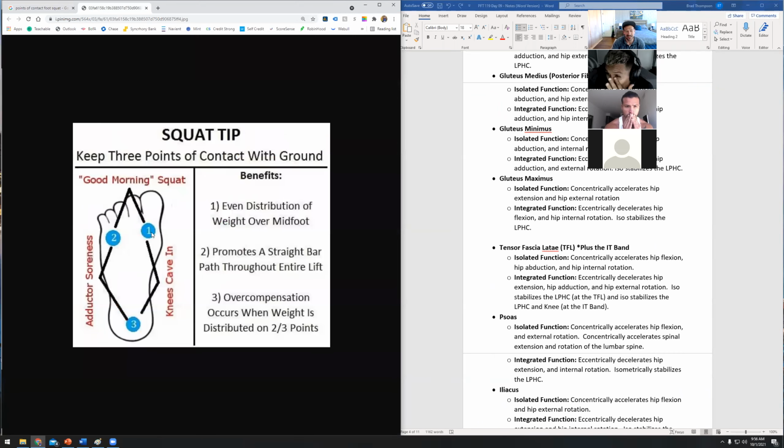But ideally we want an even distribution here, right? If you put all the weight on the inside, your knees are going to cave in. If you put all the weight on the outside, your knees are going to cave out. If you put all the weight in your heel, you're going to lose your balance, probably feel like you're going to fall backwards. And that's the thing. It's like, so which is the best tip?